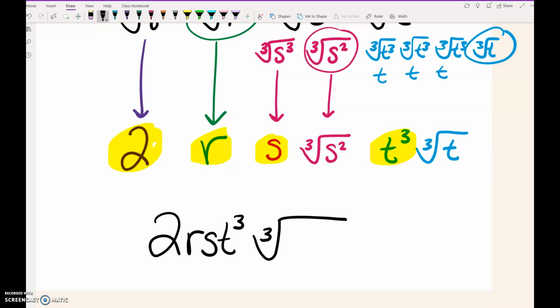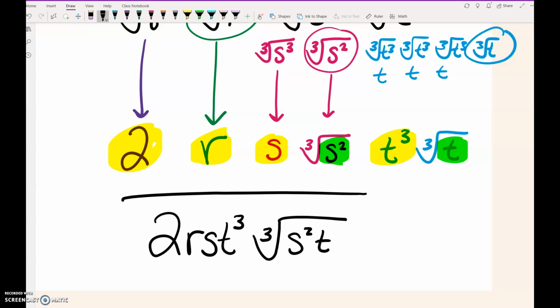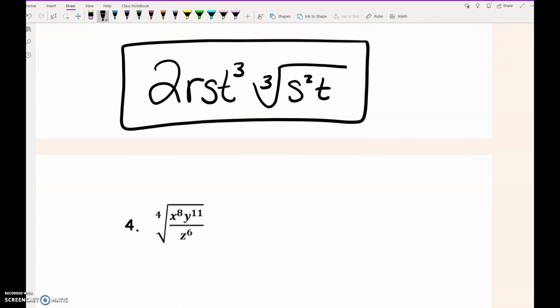Then we make a third root symbol and we do everything that's still stuck under the radical: S squared t. A simplified radical does not have any perfect cubes left under the cube root. We get all of those perfect cubes and simplify those out. Okay, next we are going to go to example 6. So turn the page and go to example 6 on the back.